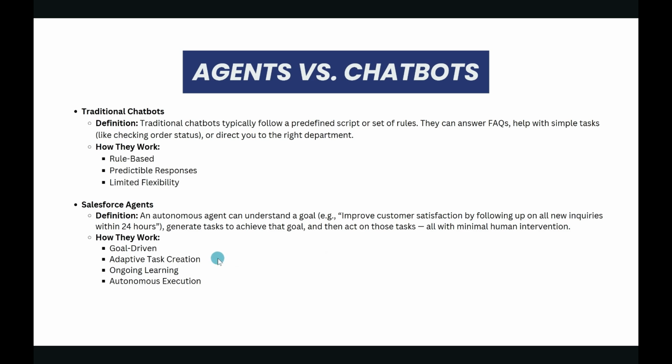Agents have adaptive task creation, which means that they can break down their high-level goals into smaller, more manageable tasks. As they gather new information or encounter new situations, they can adapt by creating, updating, and reprioritizing tasks on the fly. This means that they don't have to solely rely on static rules like chatbots do. Instead, they plan dynamically to meet their objectives.